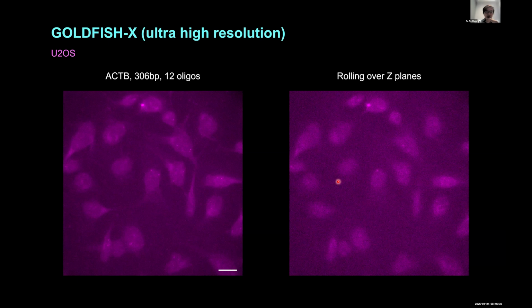This is another example showing images of 300 base pair labeling, and you can see some of the spots here are pretty dim. But on the right side, I'm showing the Z stack rolling over different Z planes, and you can see at the single plane level, it's pretty bright. It's visible by eye, and this can definitely be captured by a computer program. So at this moment, we are quite confident that this method can achieve very high resolution.